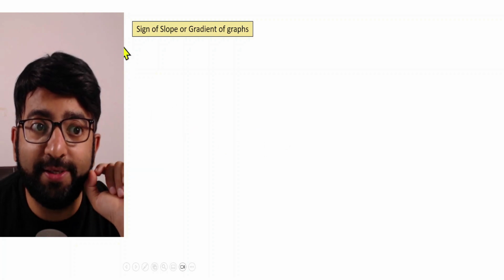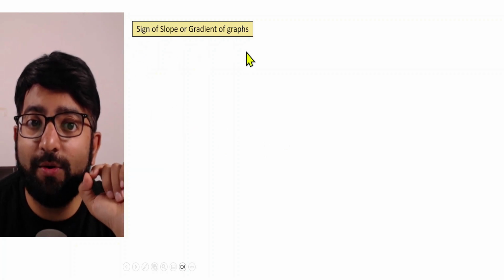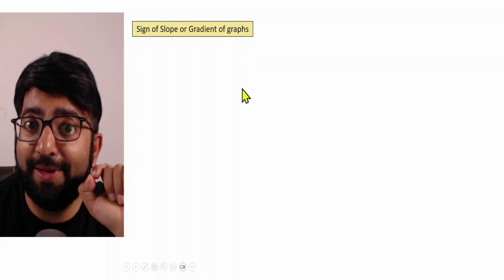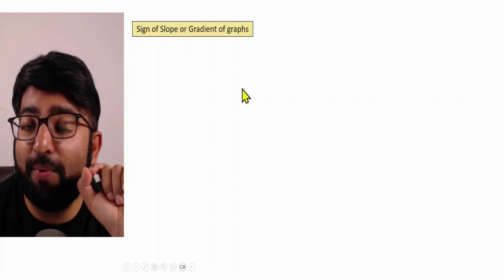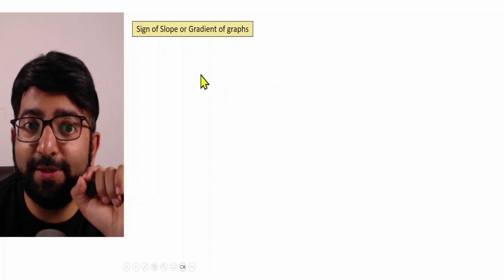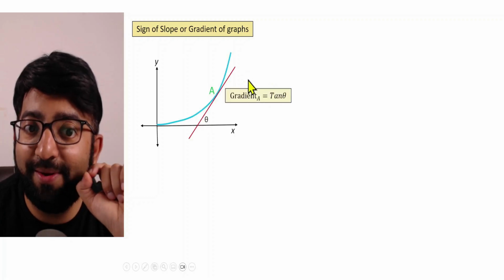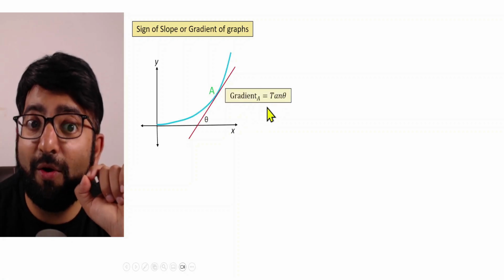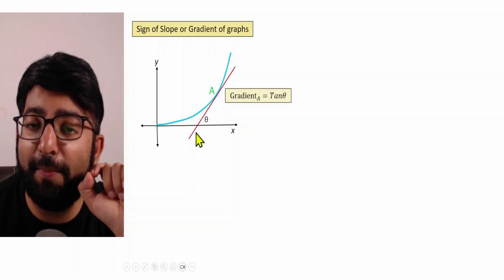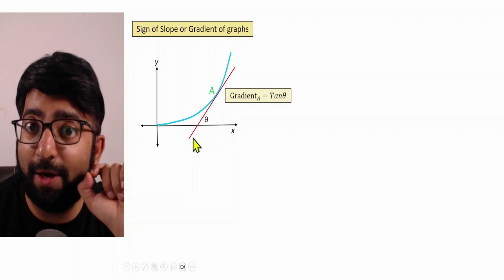Next up, the concept is the sign of the slope or gradient of graphs. This is probably the most important topic, very important for the basics. Earlier we had discussed what gradient actually means. Gradient is nothing but the tan of the angle which the tangent makes with the x-axis. And where is this tangent coming from?